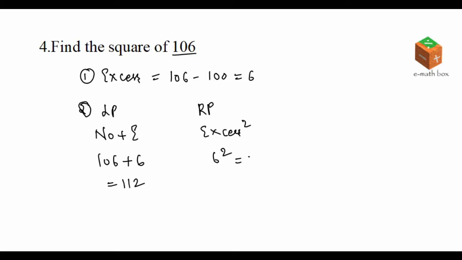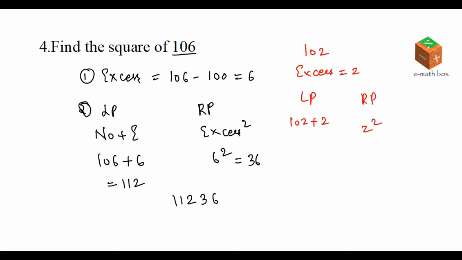For example, let's consider the number to be 102. In the case of 102, the excess value will be 2. So 102 minus 100 gives you 2. The left part will be 102 plus the excess 2, and the right hand side part will be 2 square, so x square, right? You'll get just 104 here, and in the right hand side part you'll get 2 square, which is just 4.